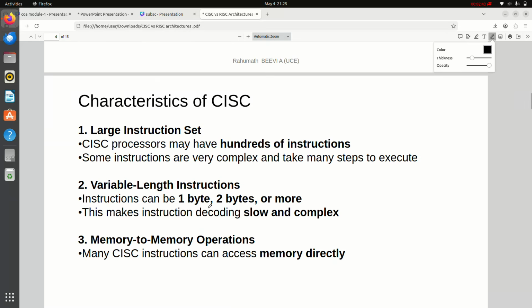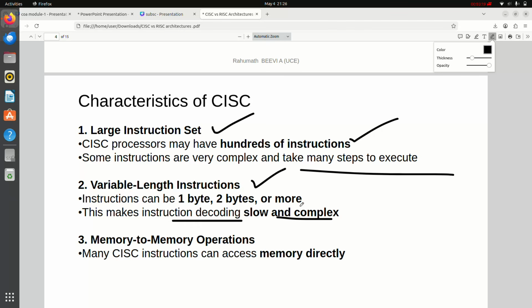Now if you see the characteristics, it has a very large instruction set. This processor may have hundreds of instructions, and some instructions are very complex and take many steps to execute. One instruction itself takes multiple steps to execute. Variable length instruction means one instruction can be 1 byte, another can be 2 bytes, another can be more. So the length of the instruction is different for different instructions. Because the instruction length is variable, the instruction decoding becomes slow as well as complex.